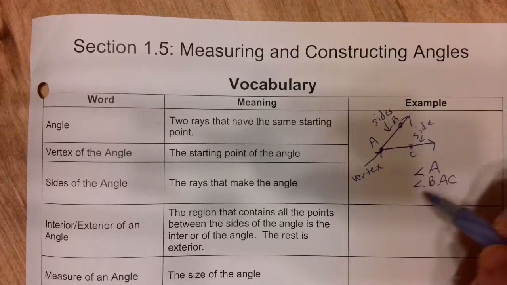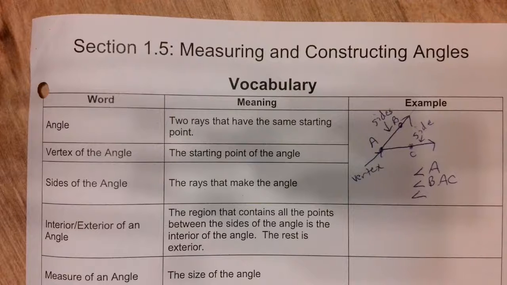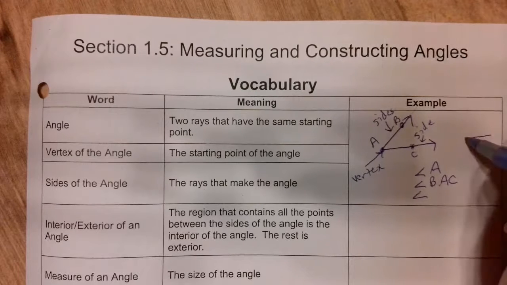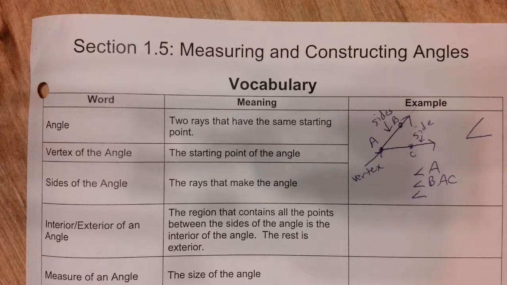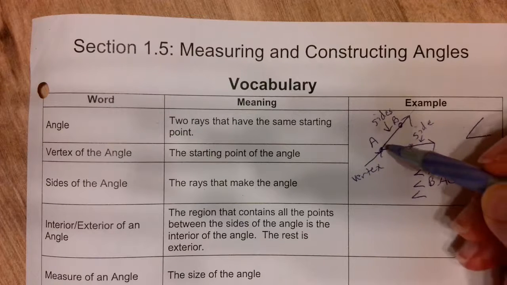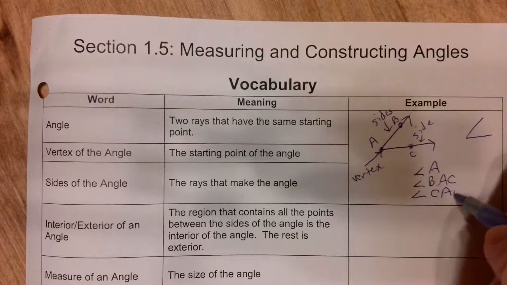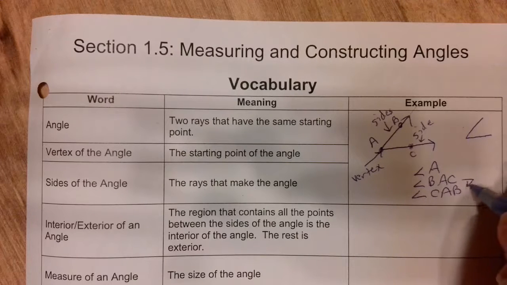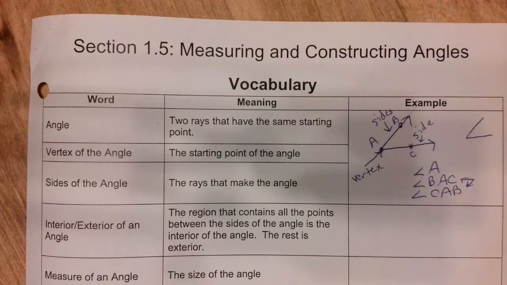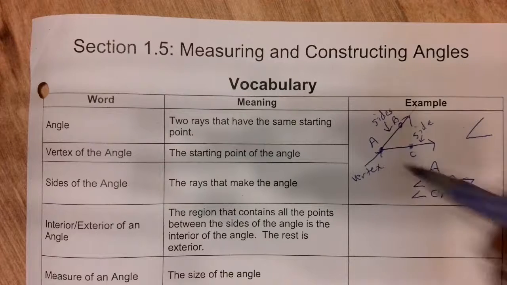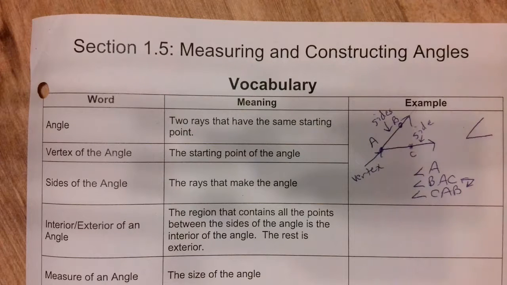Angle BAC. But as I said, some people draw their angles like this. They would hit C first, and then A, and then B. C, A, B. These two right here, it doesn't matter which one you use. They are the same angle, it's just whether you're reading it in one direction or the other. Naming the angles, this right here, very, very important.